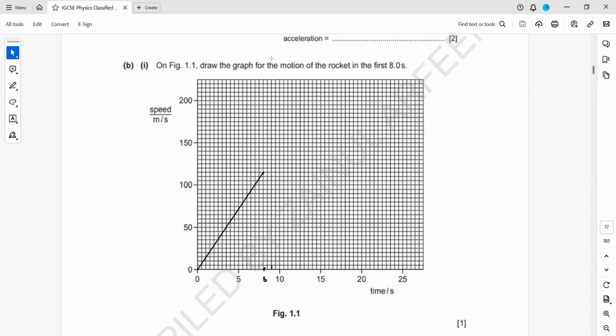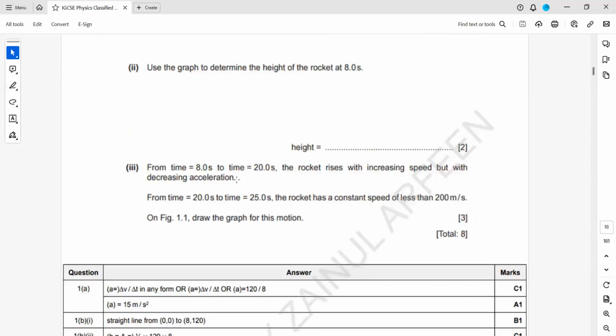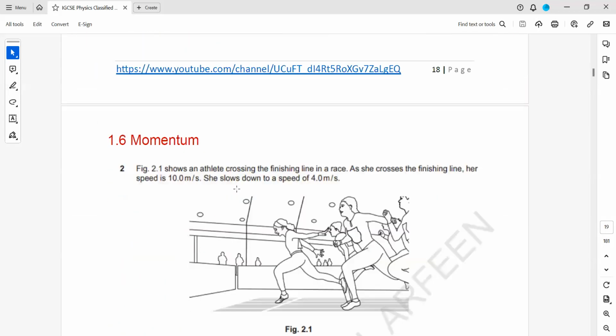The next part they mentioned, from 8 seconds to 20 seconds, the acceleration of the rocket was decreasing, but the speed was increasing. So how do we represent decreasing acceleration? The slope should decrease till 120. And then from 120, the rocket moves with a constant speed. So this will be the last part of the graph, in which the speed of the rocket is constant. And they mentioned the final speed is below 200. Because the final speed is less than 200, any value is acceptable.